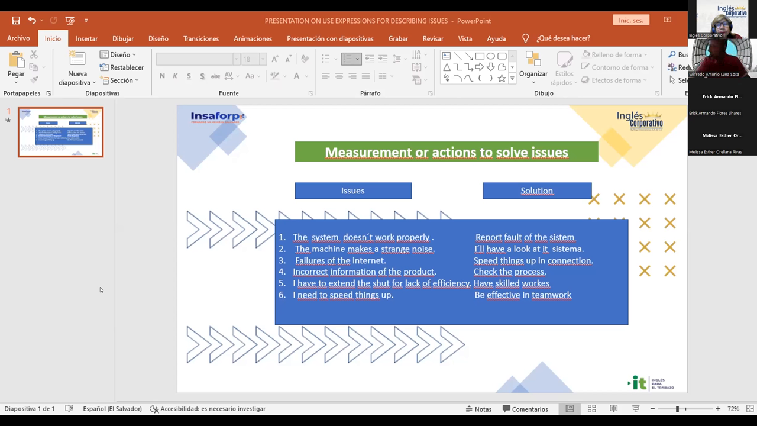Have skilled workers. I need to speed things up. Be effective. What is the pronunciation, teacher? Effective. Be effective in teamwork. Teamwork. Oh, I like that.